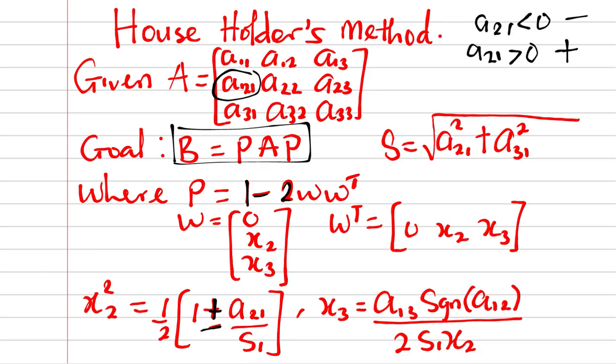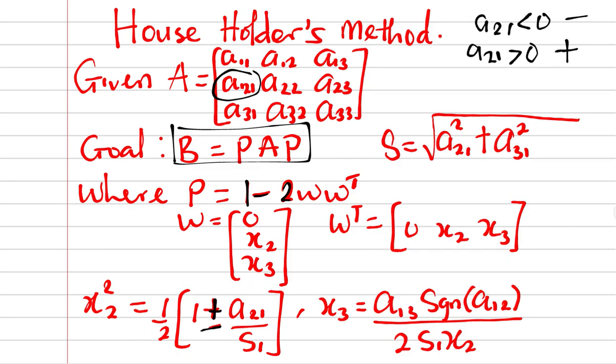All right, so in essence, if I don't want to say x2 squared, I can say x2 is equal to the square root of what we have here. Are you seeing that now? So you can write it any way you want. You can say x2 equals the square root of 1 over 2 open bracket 1 plus or minus A21 over s1, but you can also use it as x2 squared. Just know that at the end you will have to take the square root of both sides.